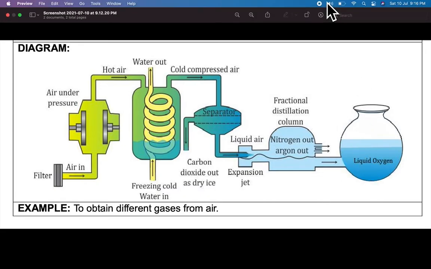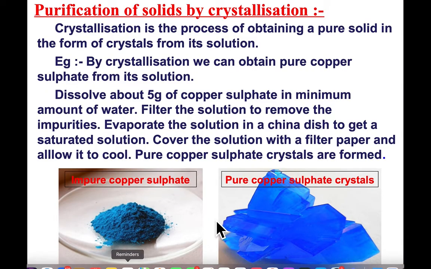The next separation technique is purification of solids by crystallization. All of you are familiar with this technique. Crystallization is a process of obtaining a pure solid in the form of crystals from its saturated solution. For example, by crystallization we can obtain pure copper sulfate from its solution.